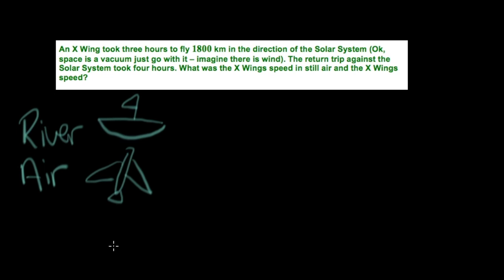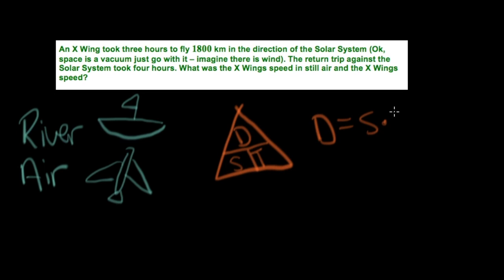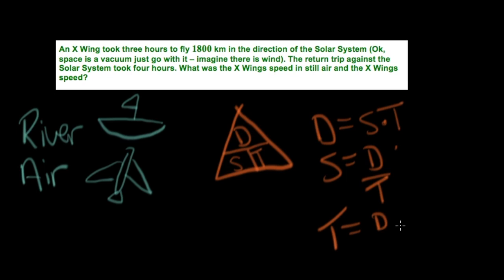So a couple of things. We need to talk about this in general a little bit. When we are talking about these kinds of things, I like to go and reference the pyramid. This is my distance, speed, and time pyramid. So there's D, and there's S, and there's T. This solves everything. So distance is equal to speed times time. Speed is equal to distance divided by time. And time is equal to distance divided by speed.